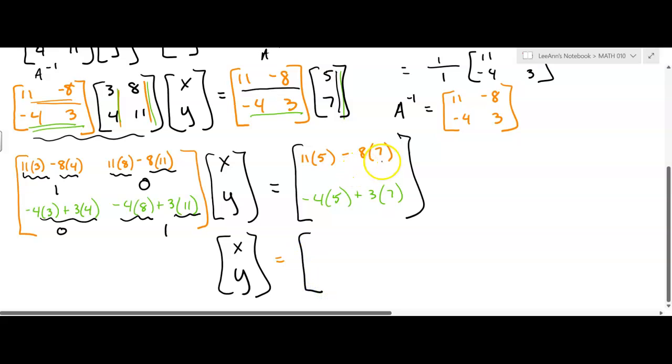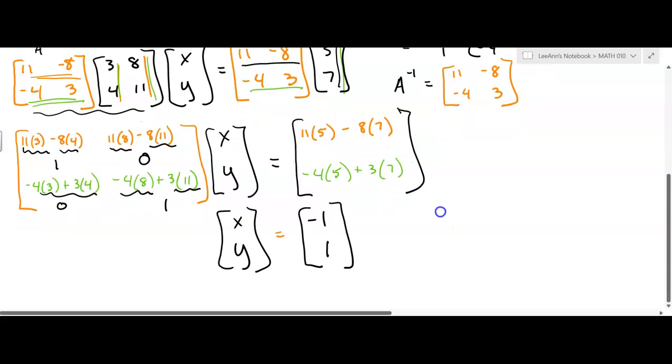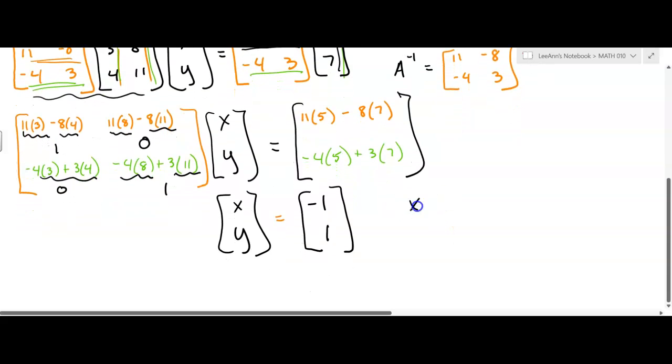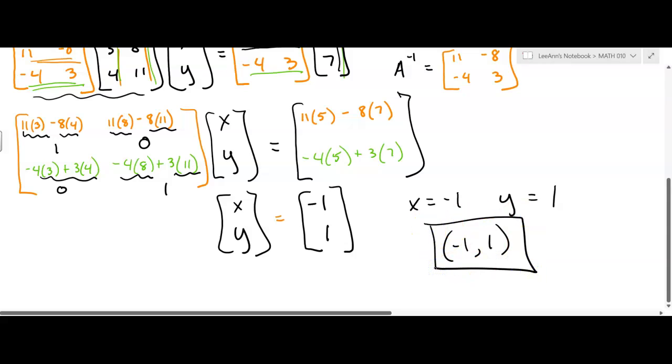So 55 minus 56, negative 1. And then negative 20 plus 21, which is 1. Okay, so not super exciting there with the numbers, but negative 1 and 1. That means x equals negative 1 and y equals 1. As an ordered pair, you could write negative 1, 1. That would be the solution then to that system. Okay?